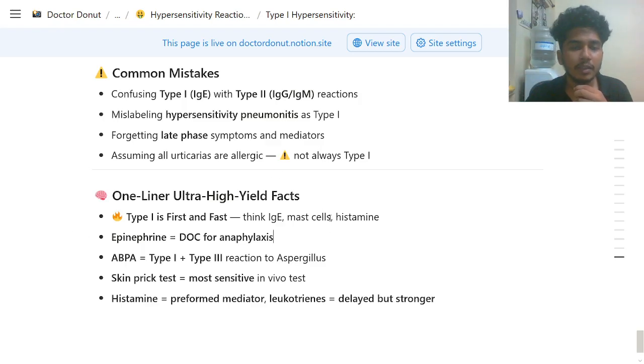So some high yield facts: type 1 is first and fastest. Think IgE, Marshall system, epinephrine, the drug of choice for anaphylaxis, and allergic bronchopulmonary aspergillosis. What happens there? Type 1 and type 3. Skin prick test is the most sensitive in vivo, and histamine is the preformed one, while leukotrienes form later, but they're stronger.